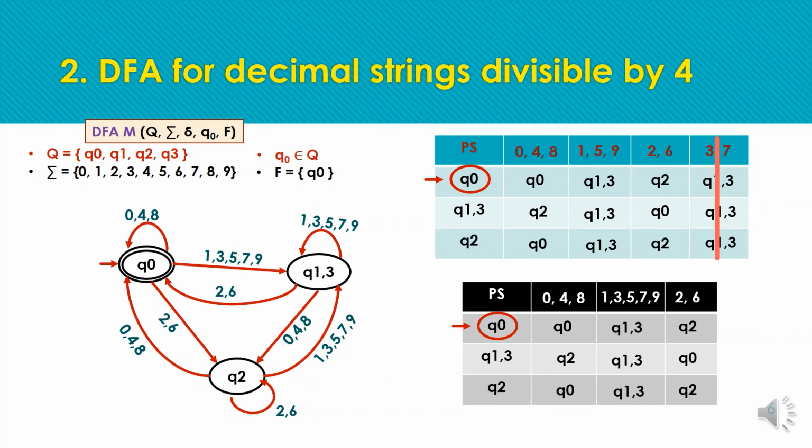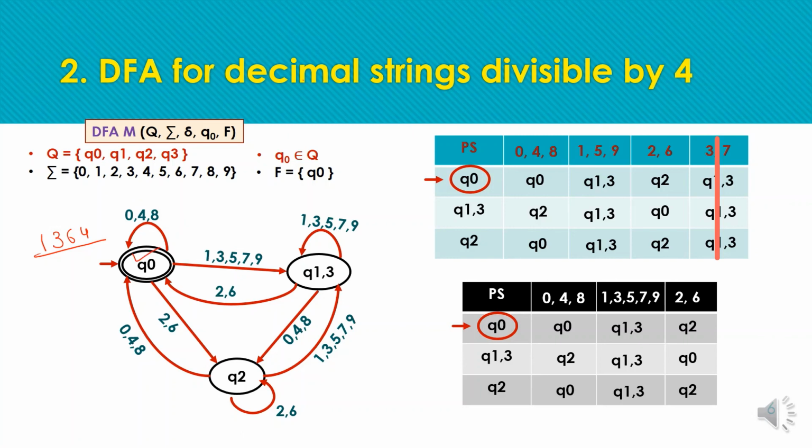If in the exam we need to show the acceptance of one of the strings, for example, let's take the input string as 1 3 6 4. So let's check the acceptability of this string. If the string is divisible by 4, then the remainder will be 0, and we must be at the state q0 at the end of the input string.